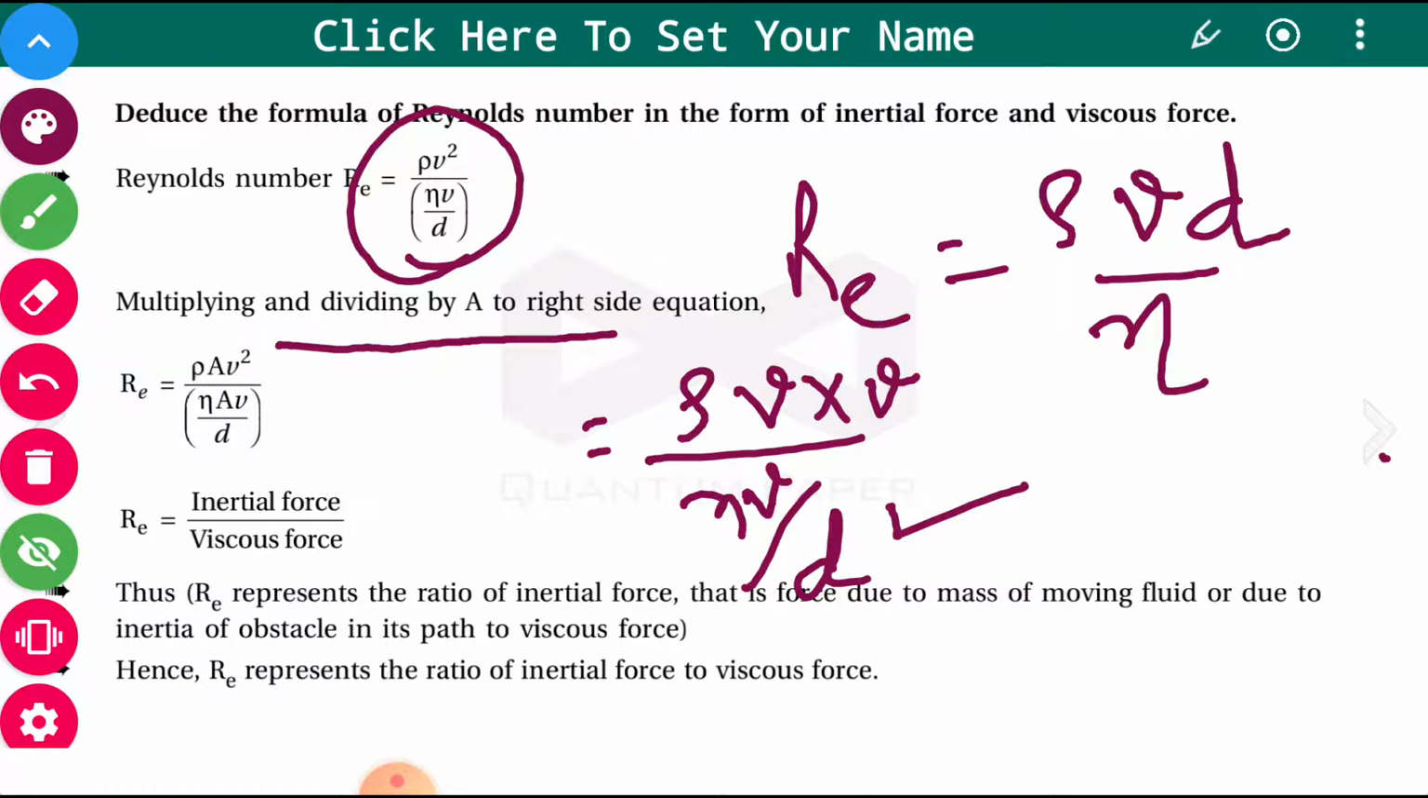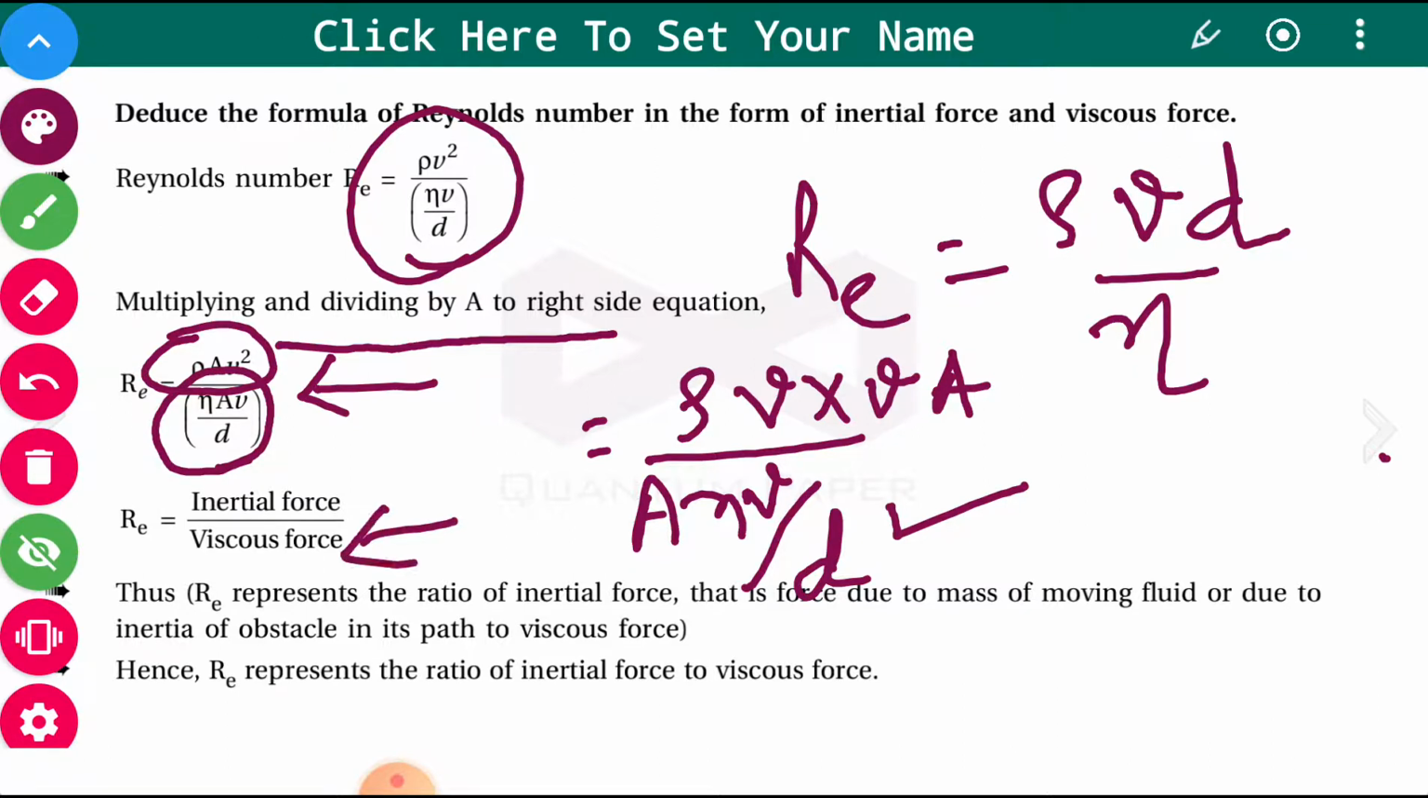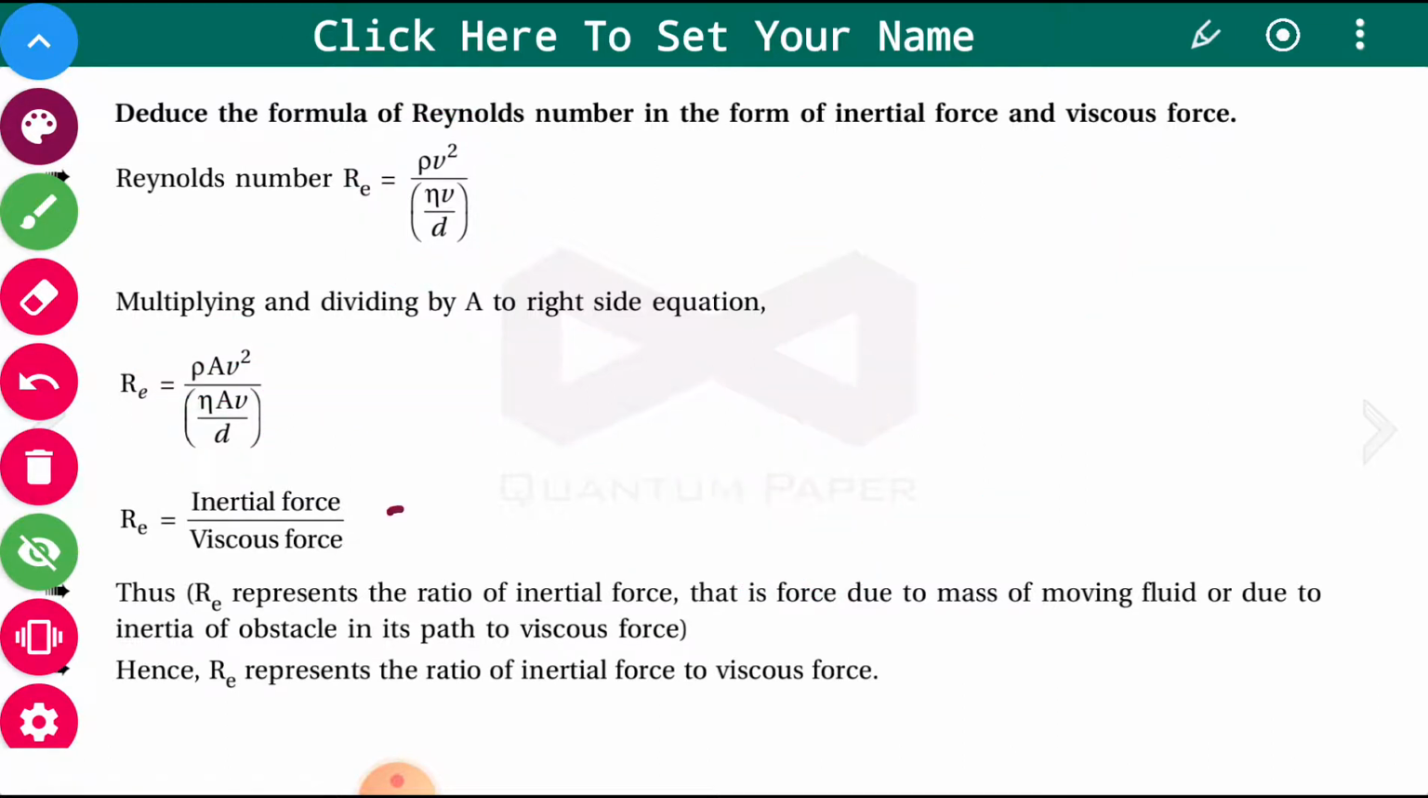Now multiply by a and divide also by a, so this becomes rho a v square upon eta a v upon d. This rho a v square is nothing but the inertial force, and this eta a v upon d is the viscous force. So we can say that the Reynolds number is nothing but inertial force upon viscous force. Thus, Re can be represented in this formula also.